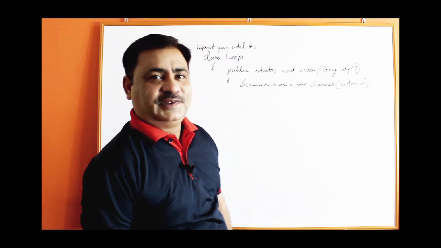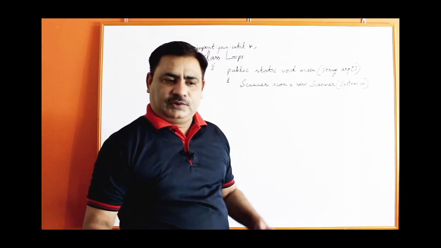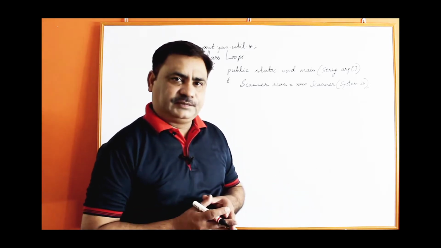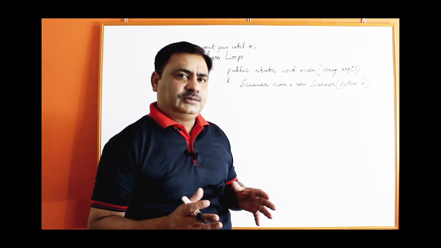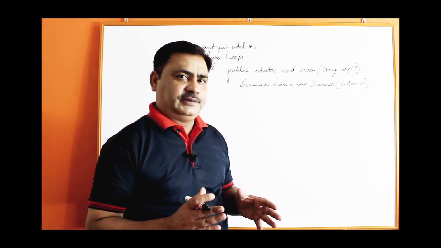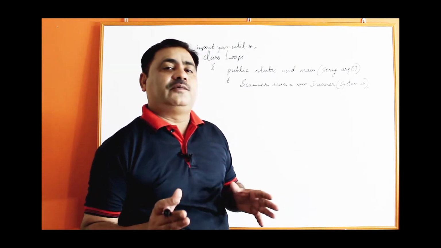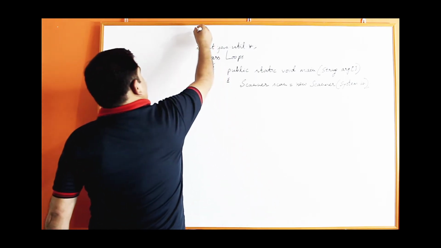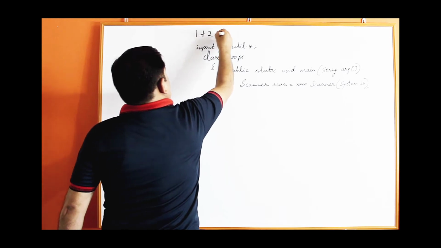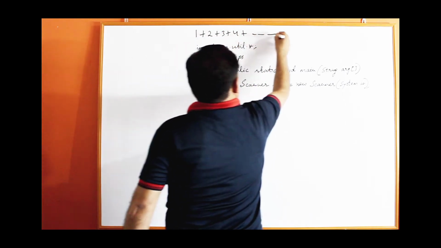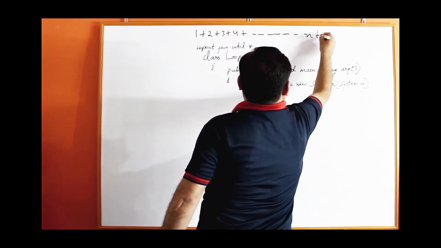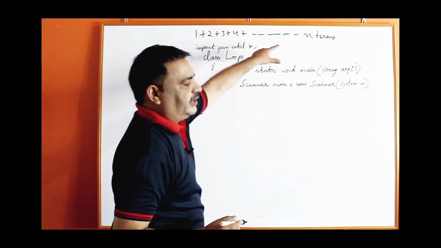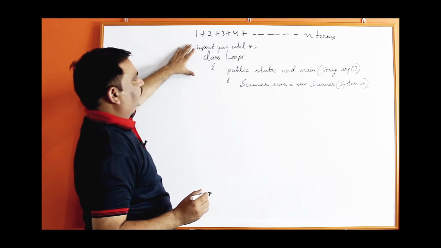Hi students, in this video lecture I am going to explain different types of programs using for loops. First of all, we have to input a number and, up to that number, find the sum of the series. See here, the first series is 1 plus 2 plus 3 plus 4 and so on up to n terms. You can also say it is the sum of the first n natural numbers.